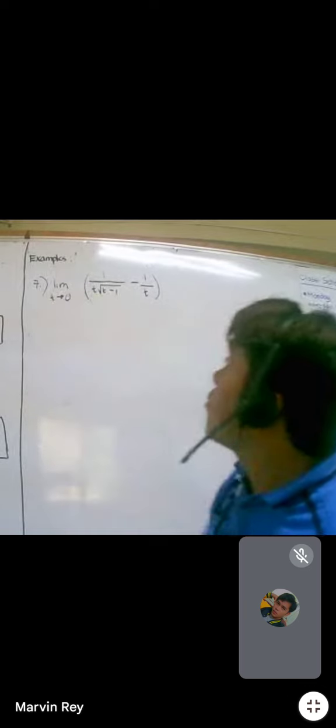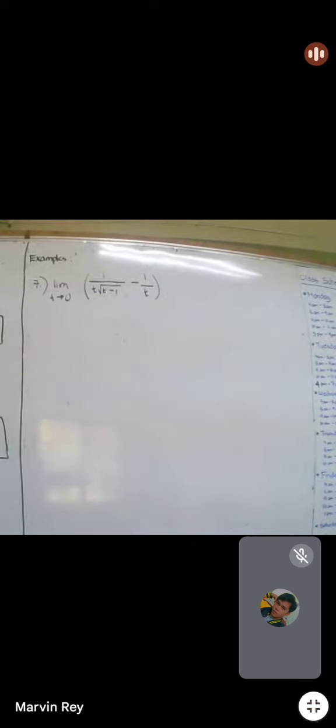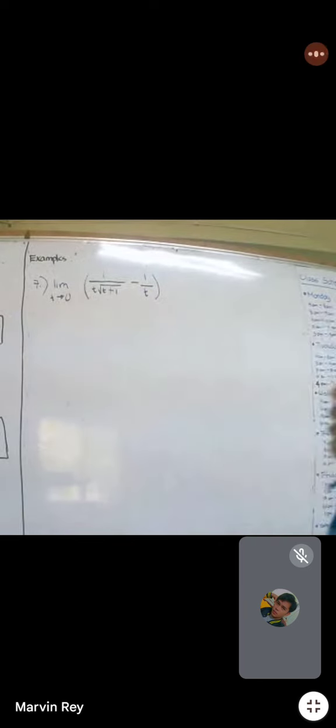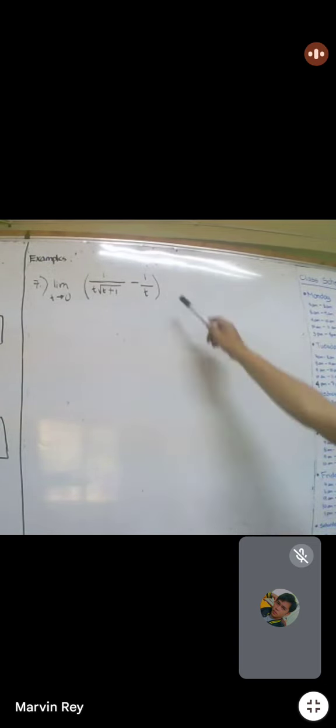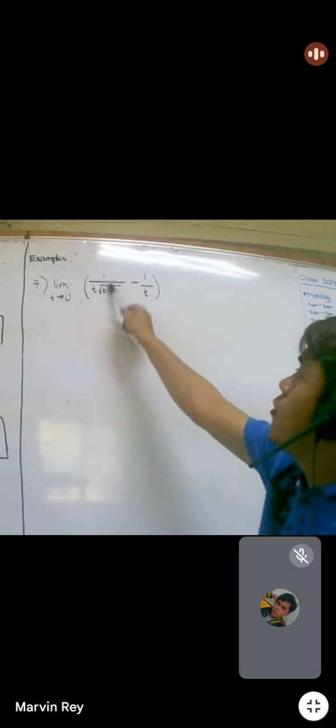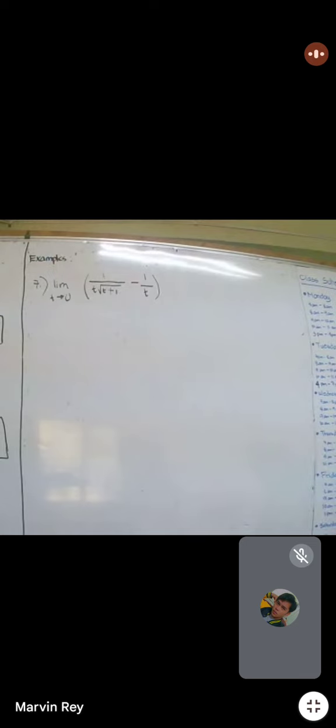Okay, number 7 example. Limit of 1 over t square root of t plus 1 minus 1 over t as t approaches 0. So how will you do that? If 1 over 0, this is infinity. Square root of 1 is 1, so 0 and 0. So infinity is the possible answer.